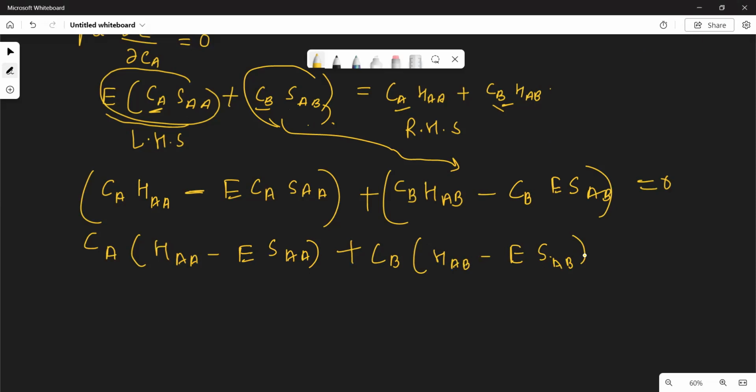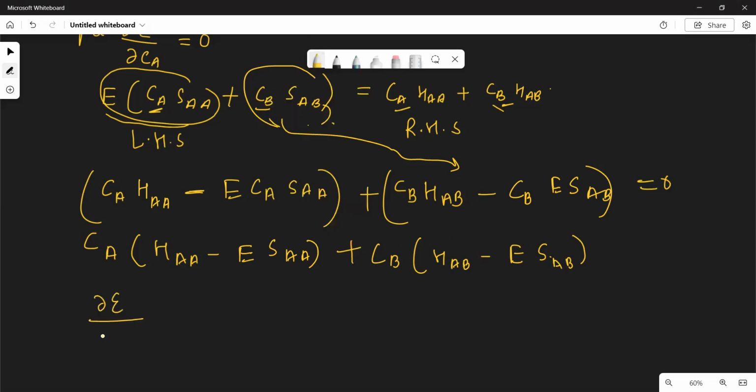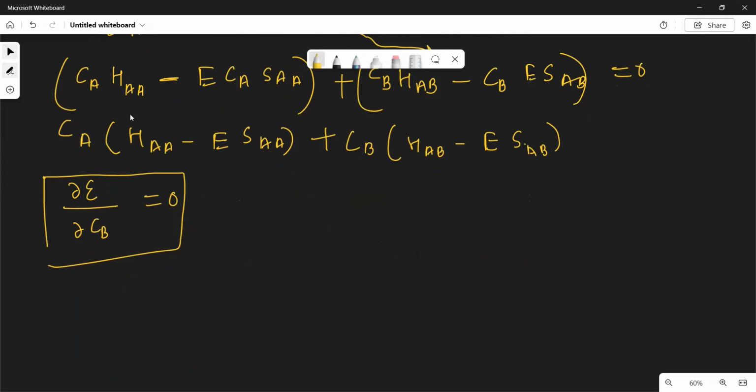Now, following the same method, we will differentiate E with respect to CB. Again, we will put it equal to 0 and we will get a second equation. There is no need to do the differentiation again, so I will directly write the result here. So you will get the second equation after solving this.